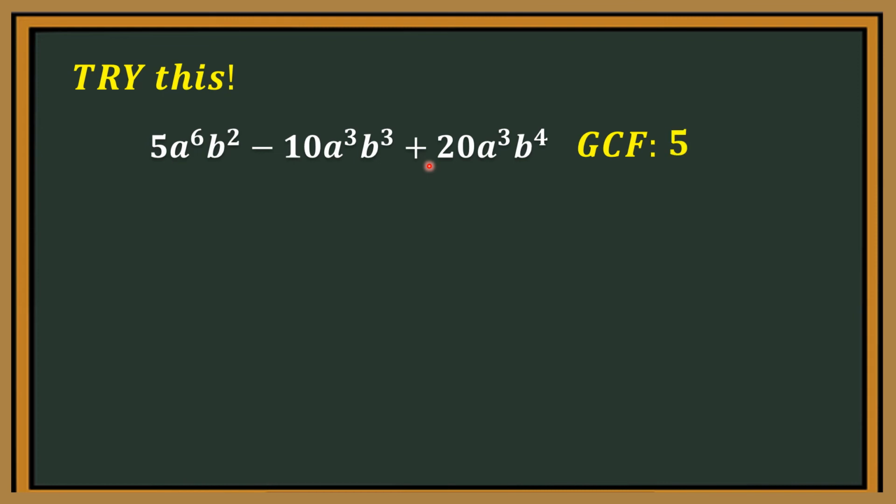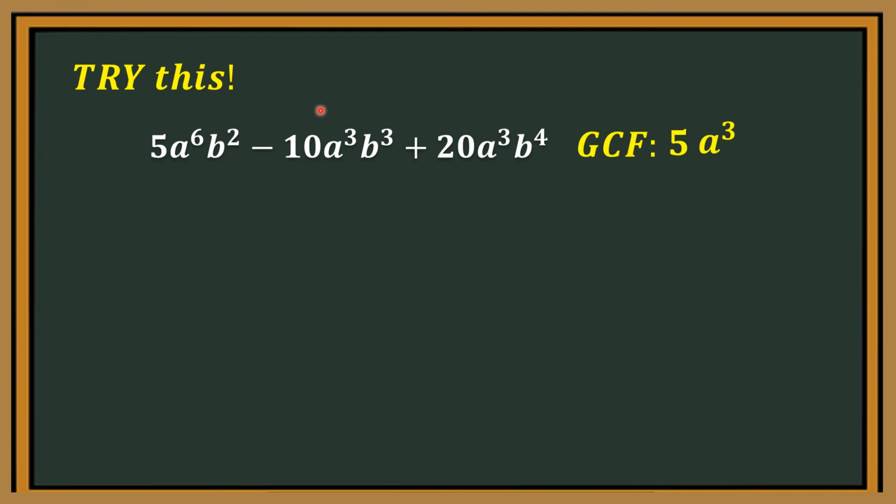5. How about a? Is a common to each term? Yes. Therefore, we can get the greatest common factor of it. Just look at the least exponent of a. And what is the least exponent of a? 3. Therefore, this is the greatest common factor, a cubed.